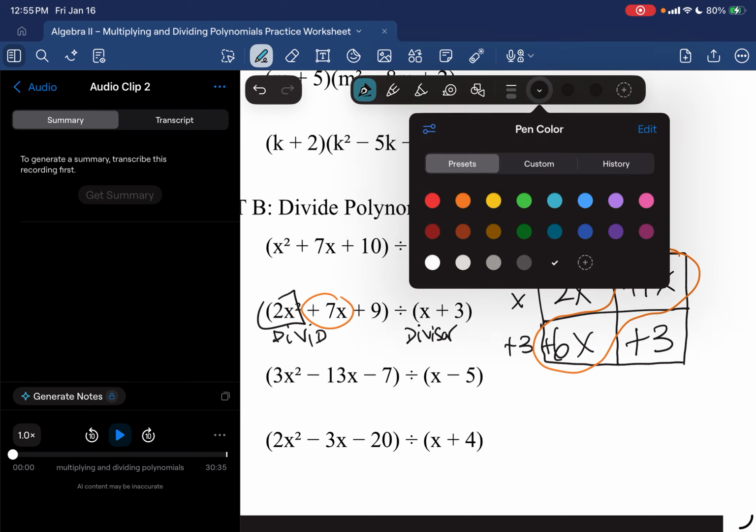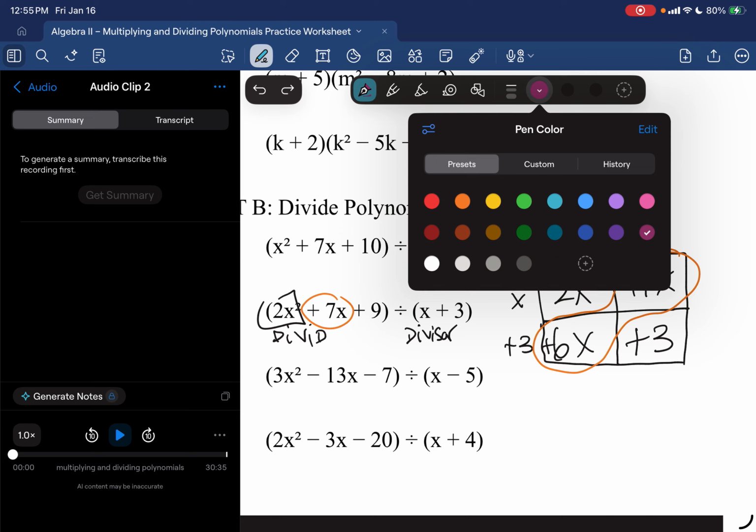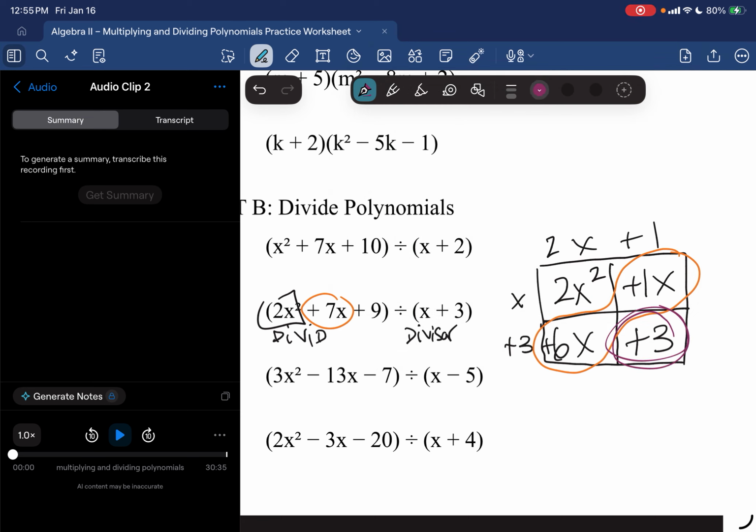What's the question that you have to ask yourself? Does it match? No, it doesn't. So there's a remainder. So make sure you're showing that, the circle. So take 9 minus your 3. That's 6. Your remainder is 6. So how do you write that? Well, this is part of your quotient up here. So 2x plus your 1, right?